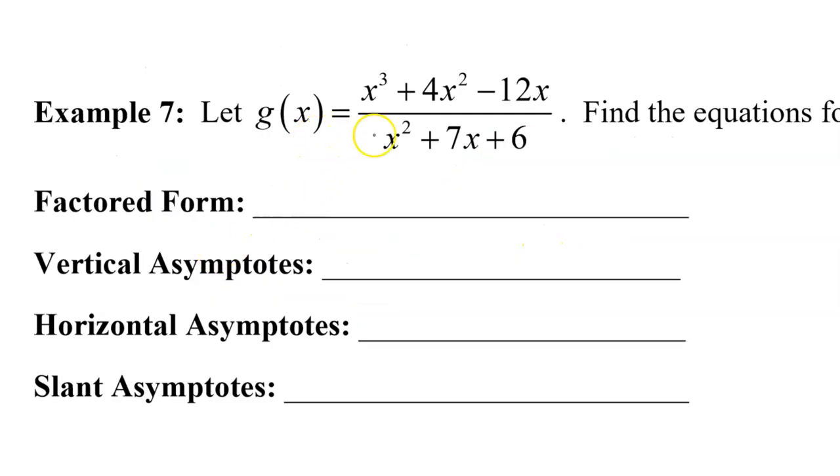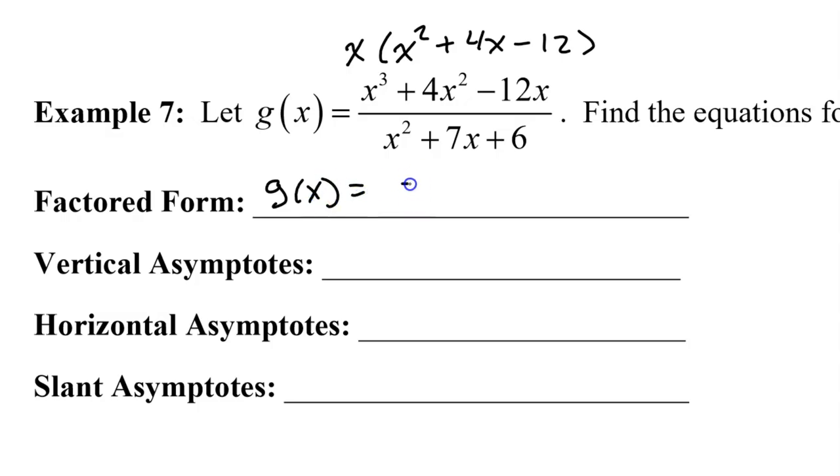For example 7, we need to find the equations of any asymptotes of g of x. But first we need to write g of x in factored form. Noticing that every term of the numerator has an x in it, let's take out a common factor of x. So that will be x times x squared plus 4x minus 12. Now we can write g of x in factored form by factoring the numerator the rest of the way.